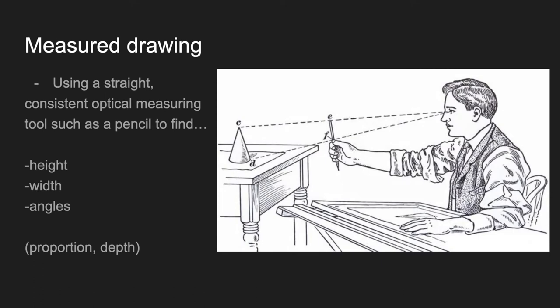If you hold your pencil vertically up and down, you can get the height of that cone, for example. If you turn it side to side, you can get a measurement of the width. And then you can also line the edge of that pencil up with the edges of the form to understand the angles. In our class, we also have some clocks printed on a transparency, so you can think about angles as, for example, this is a 2 o'clock angle or a 6 o'clock angle. More on that later.